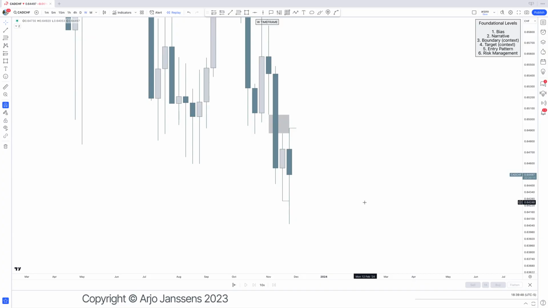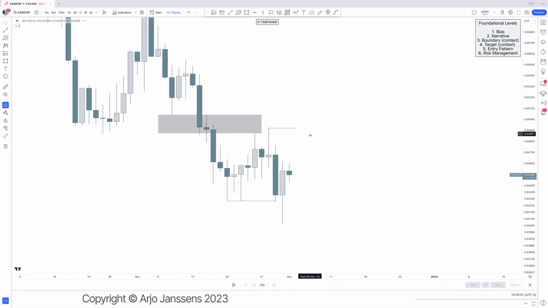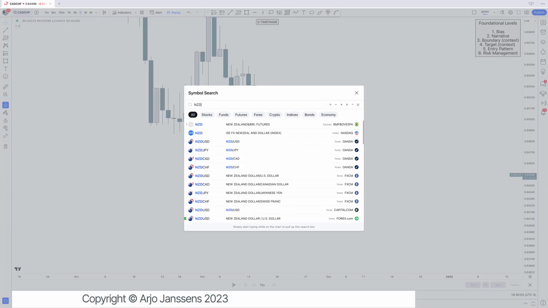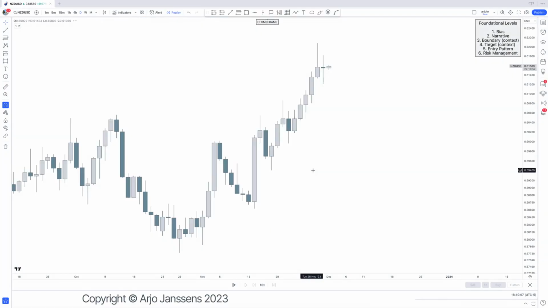So weekly, maximum 4 hour, monthly, maximum of daily, again, just maximum going down 2 time frames. That is important to understand. So that leads me overall as well to the next example that I want to go over, which is New Zealand dollar, US dollar, because this is quite an interesting example.